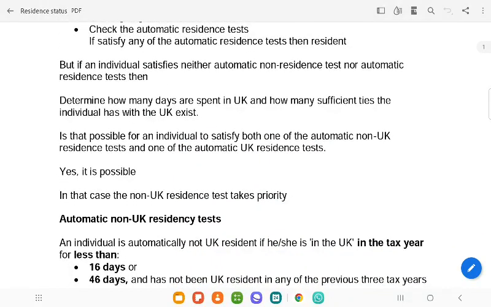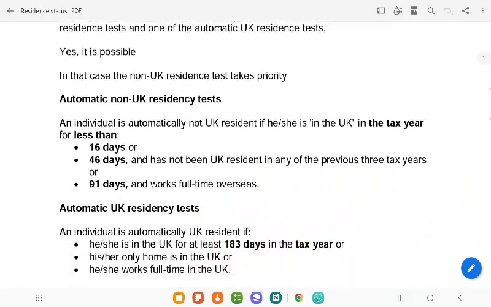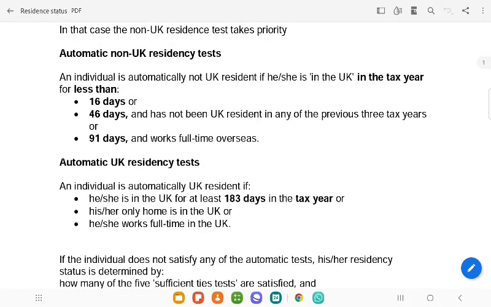while a non-resident person has to pay tax on his income which is earned in the UK. So, there are two automatic tests to determine the residential status. First is said to be the automatic non-UK resident test.